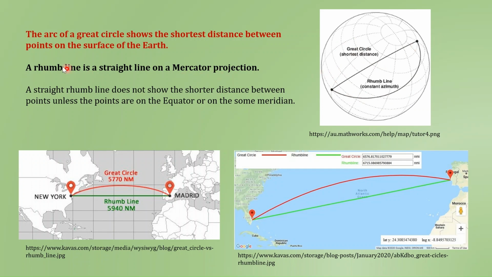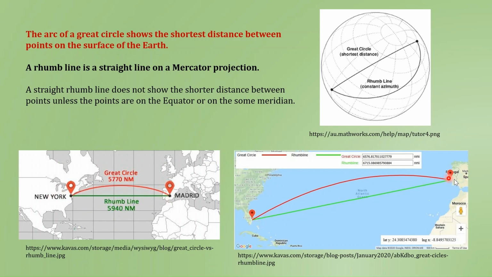In the Mercator projection, these rhumb lines are represented in the form of a straight line. But having a straight rhumb line does not show the shorter distance between 2 points, unless these points are on the equator or on the same meridian. So here we can see an example. The distance between New York and Madrid through the rhumb line is 5,940 nautical miles, while through the great circle it is 5,770 nautical miles. So we can see that the great circle provides us the shortest distance between 2 points.